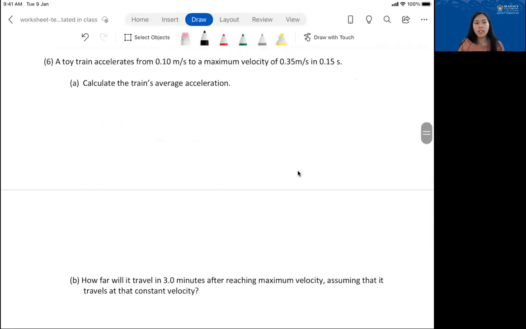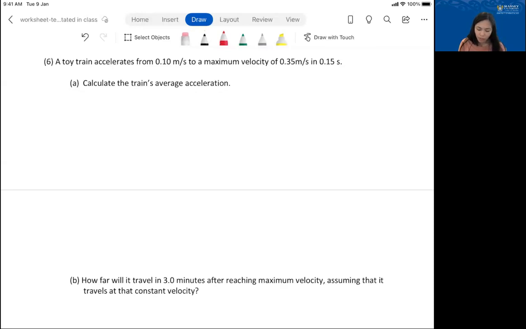Right, for the next question, a toy train accelerates from 0.1 meters per second to a maximum velocity of 0.35 meters per second in 0.15 seconds. And you want to calculate the acceleration of the train. Okay, so you're given the initial and final velocities and the time.